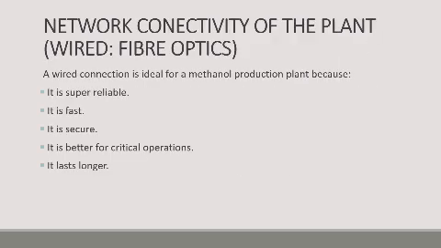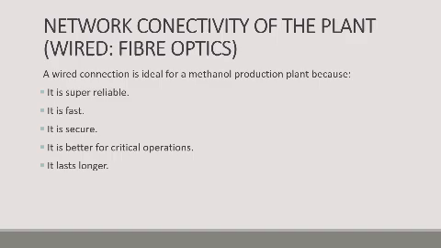Now we are moving to the network connectivity of the plant. For our plant, we have suggested that the wired network connectivity is best for optimum productivity. So a wired network connection is ideal for methanol production plants because one, it is super reliable. Unlike the wireless network connectivity, wired connections don't easily get disrupted by metal structures or noise from machinery.